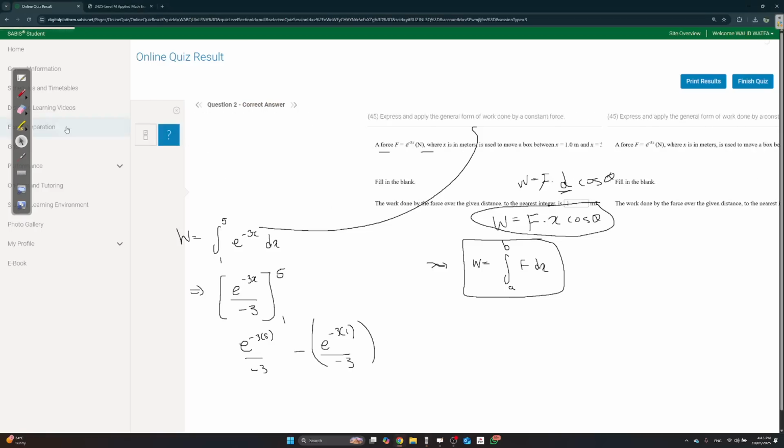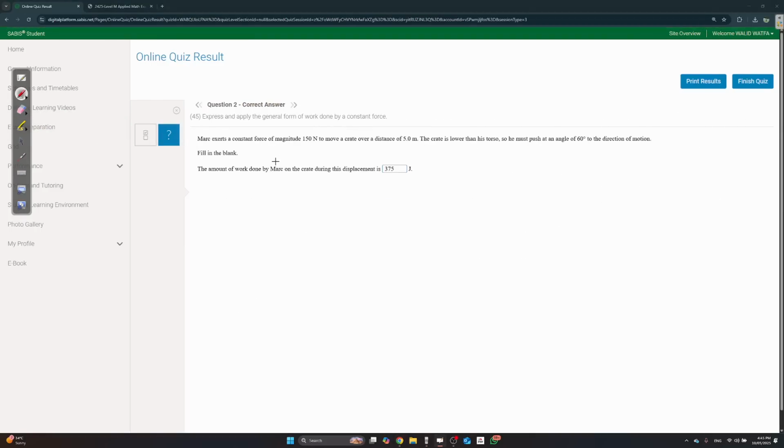Okay, moving on. Question 2. Mark exerts a constant force of magnitude 150 to move a crate over 5 meters, at an angle of 60 degrees to the direction of motion. What is the work? So this is very easy.